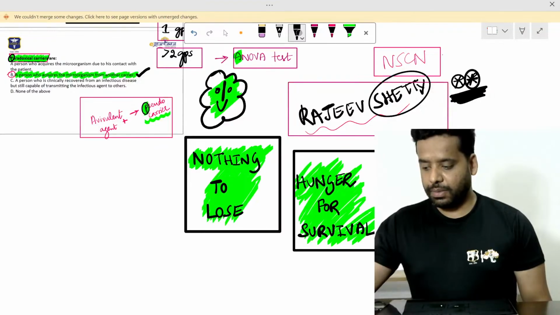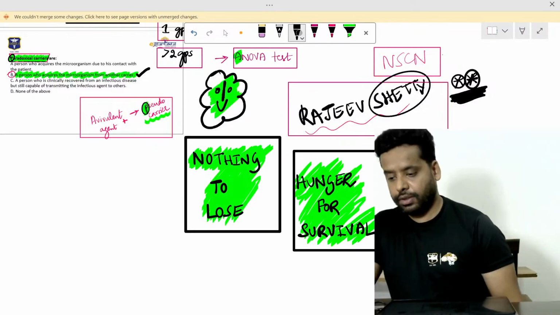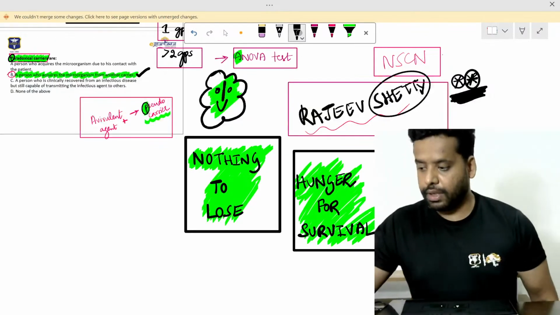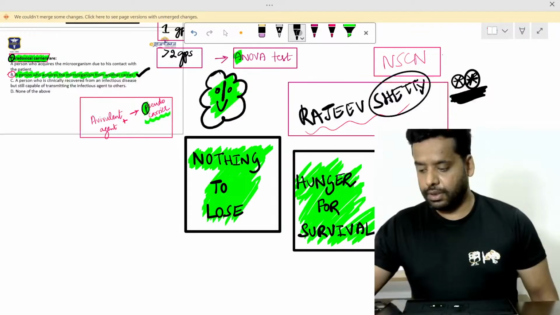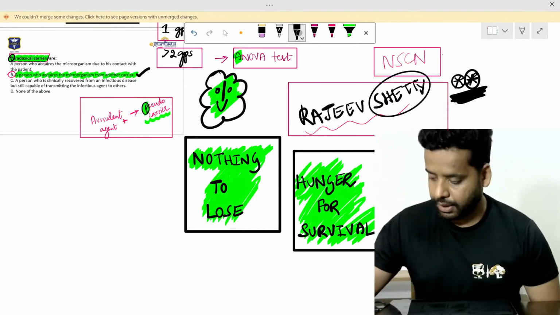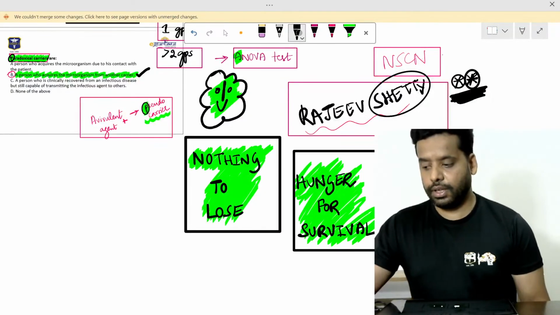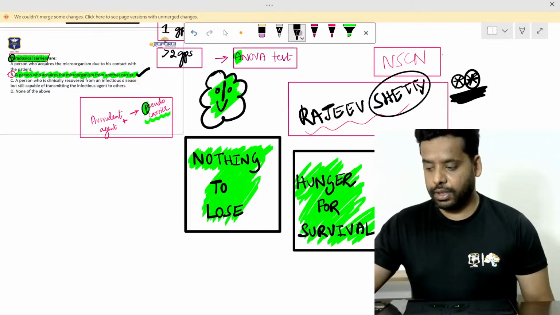Metazoonotic, I have not come across this word. Epizootic, I know. Enzootic, I know. Metazoonotic, I have not come across this word. You discuss with microbiology faculty if possible, or else I will check this word. What I know is epizootic, enzootic as of now.